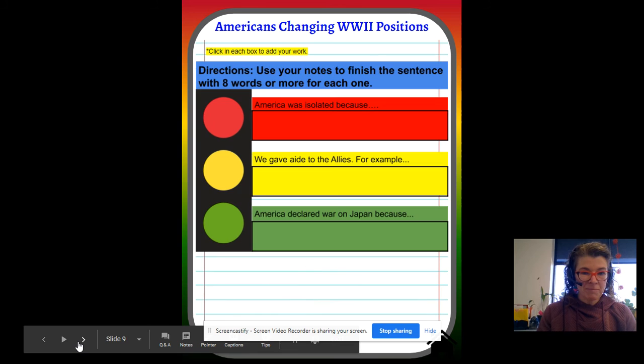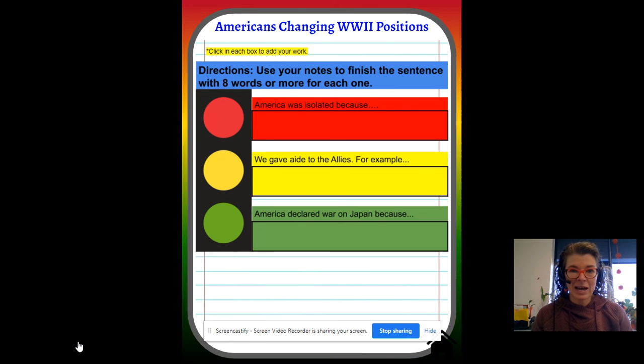You will go on to the next slide, slide 9, and your directions are to use slide 8 to help you finish the sentence with at least 8 words or more for each color of your red light. We will talk more in class about the 2 ways that we gave aid through something called the cash and carry policy and the Lend-Lease Act. I think we will watch some clips on those. So you can use your notes and the clips to help you fill in these sentences as needed.